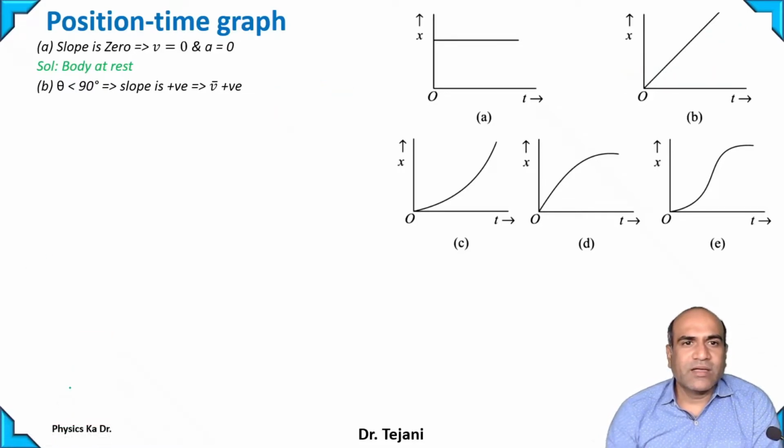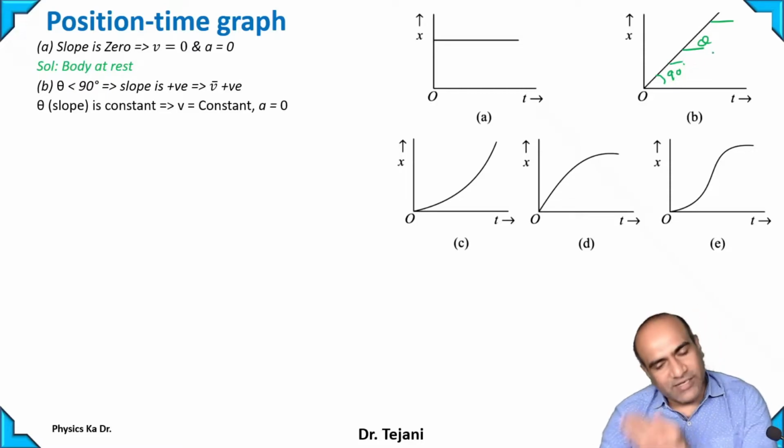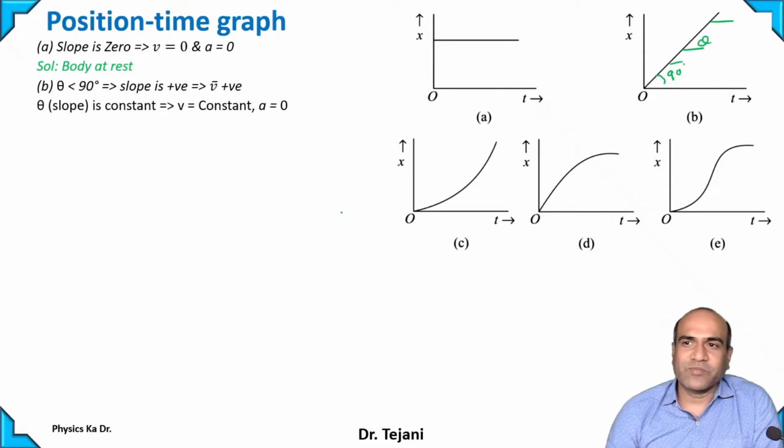Here theta is less than 90 degrees, that we already checked. So slope is positive, velocity is positive. Second, slope is constant; if you measure theta 1 here or anywhere, it is equal. That means acceleration is 0. So the first two examples are very simple to identify.